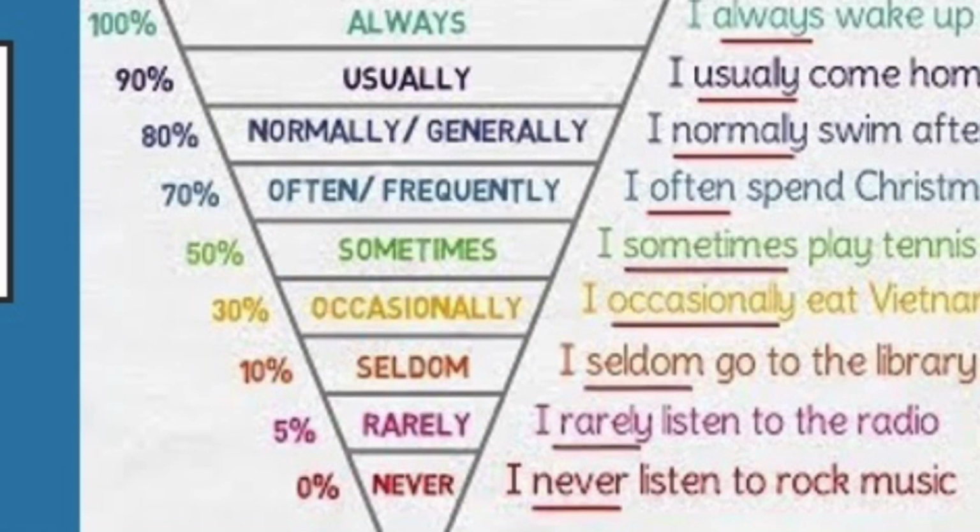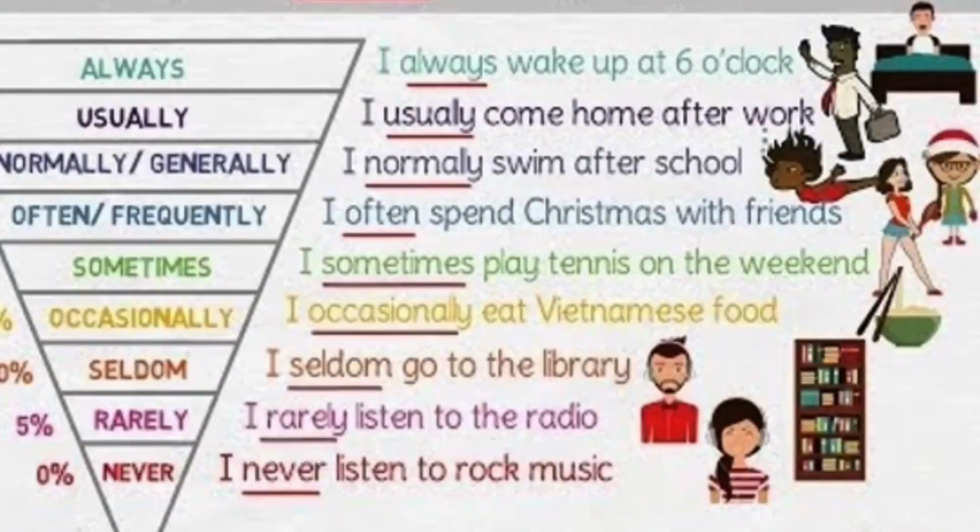Always is 100% of the time, usually 90%, normally about 80%, 70% of the time, often, frequently, 50%, sometimes, occasionally 30%, seldom, only 10%, rarely, only 5%, and never, not at all.